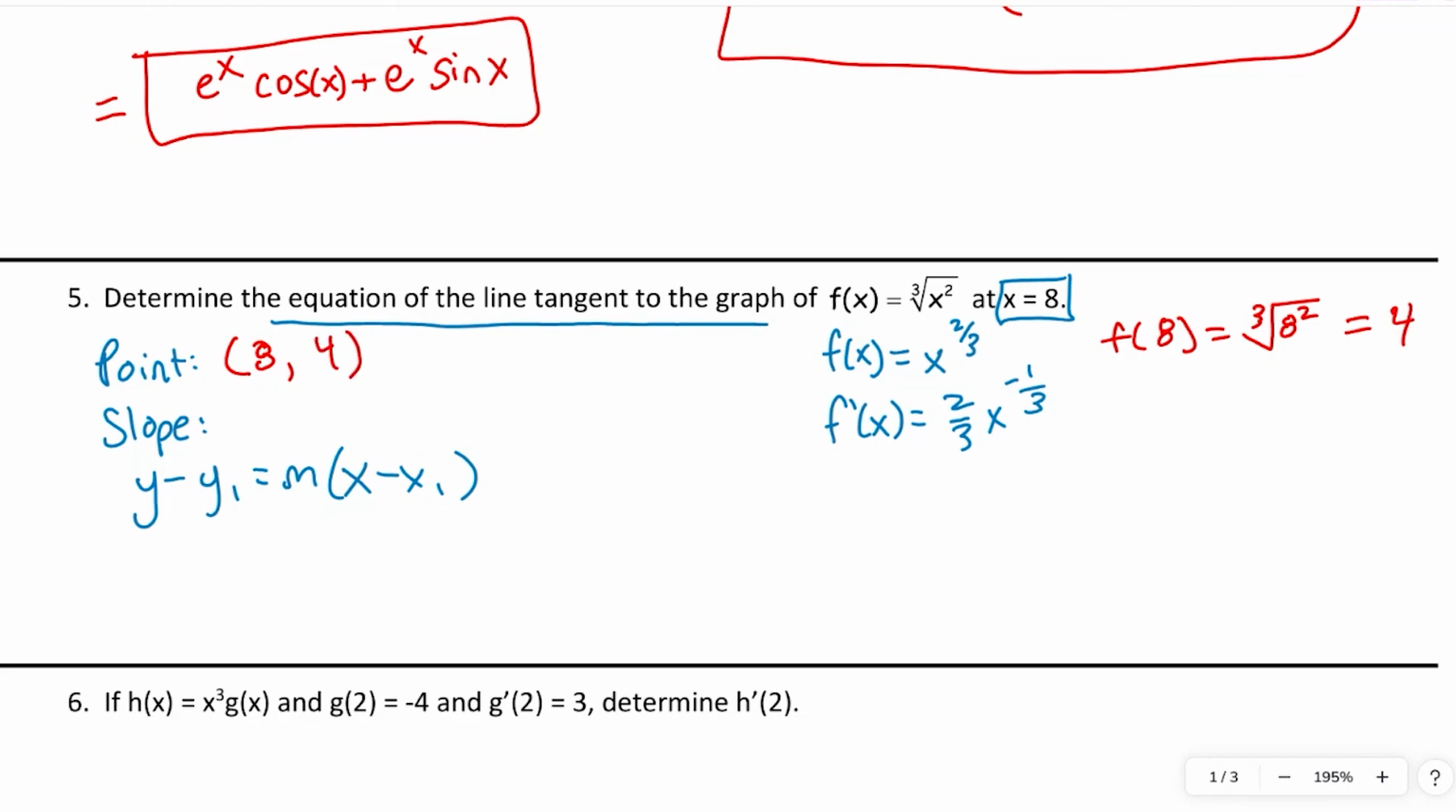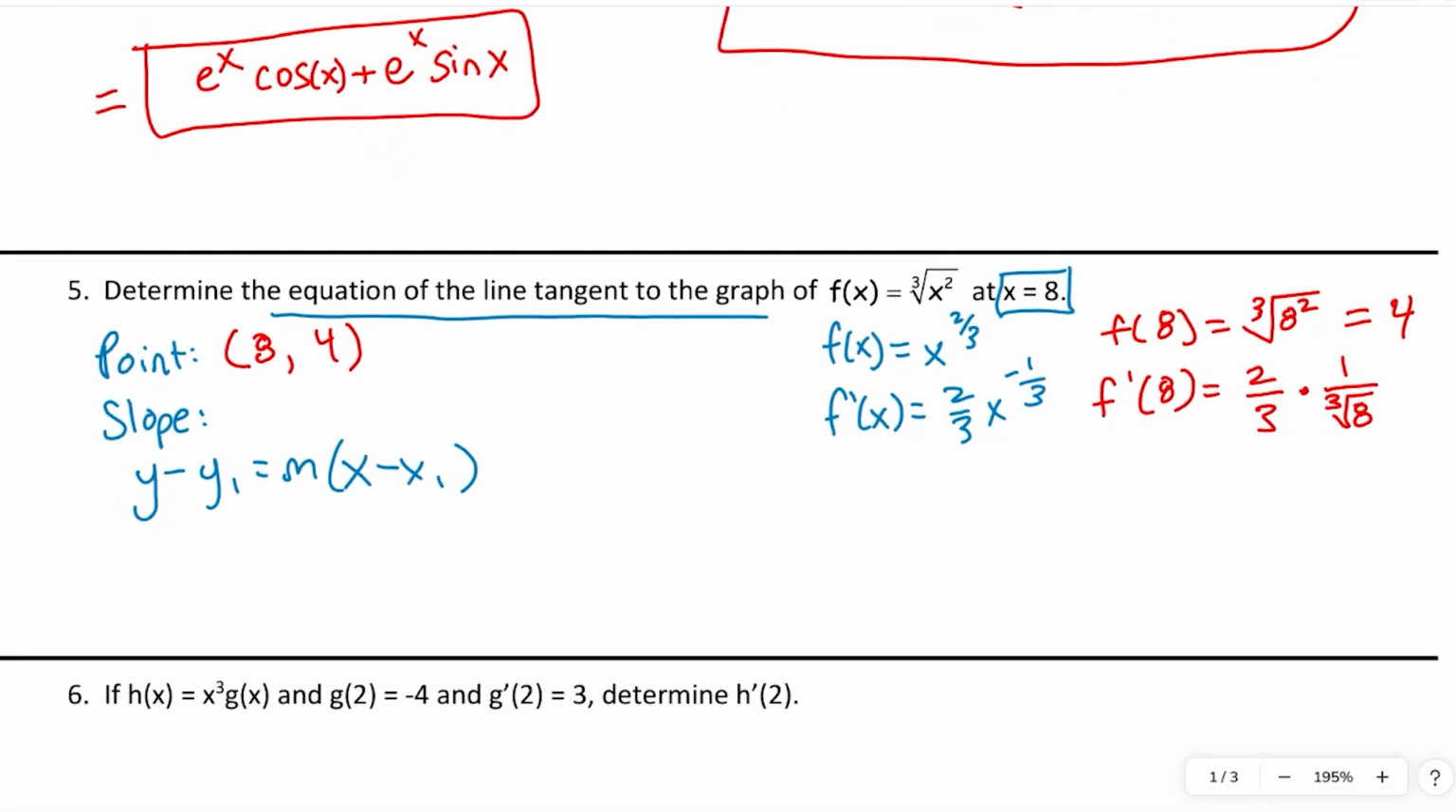Now to get the slope, we're going to find the derivative at 8. So we need to plug this in, 2/3. Now this x to the negative 1/3, what that really means is 1 over the cube root of x. So that'd be the cube root of 8. So that would be 2/3 times 1/2. Cube root of 8 is 2. So that would be 2, and then 3 times 2 is 6, 2/6, which is 1/3. So our equation should be y minus 4 equals 1/3 times x minus 8.